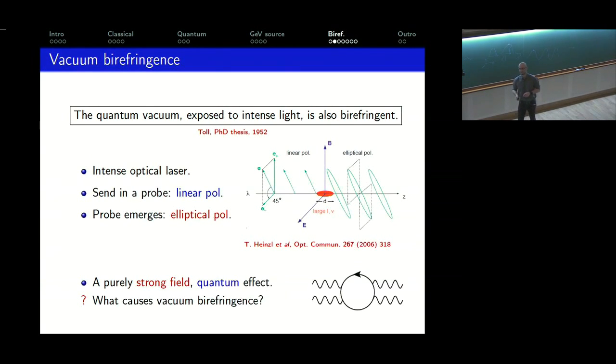So what that means is that if I take my very intense laser and I just shine it on the vacuum, this fire laser, and I send in a probe photon or a probe beam of light through that intense focal spot, so it has linear polarization again, then the probe will emerge with a very small elliptical polarization, okay? Just as if it had passed through a birefringent crystal. This is a purely strong field effect, a purely quantum effect.